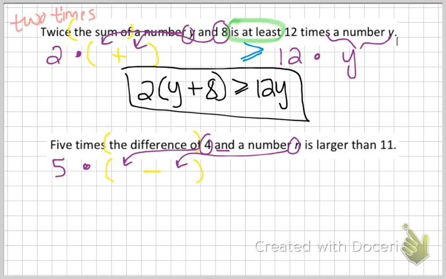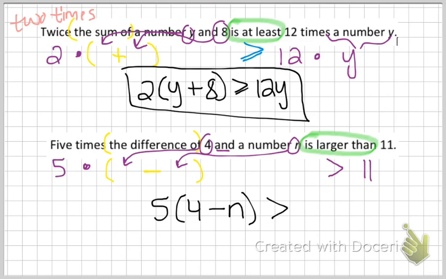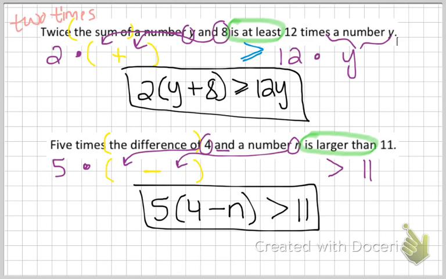Does not mean put a plus sign. No. Is larger than is your inequality clue. Is larger than means the same thing as is greater than. So we're going to use the greater than symbol, greater than 11. Rewriting this inequality, we have 5 times, so 5 parentheses, 4 minus n, because they were asking for the difference, is greater than 11. And this here is the inequality.